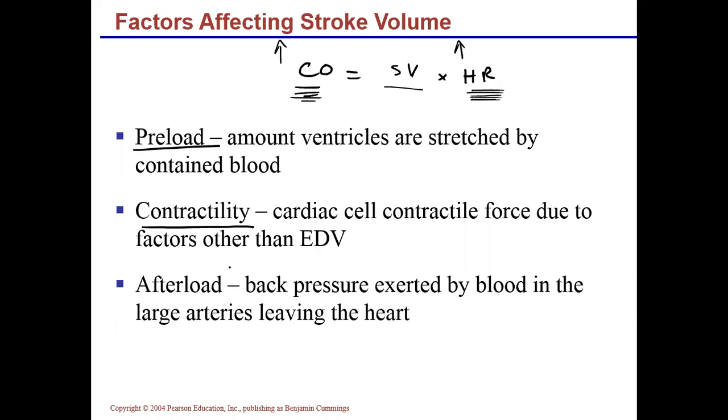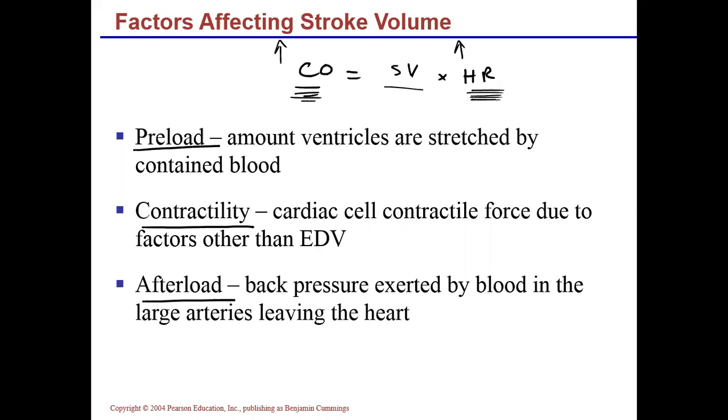One is called preload, the other one is contractility, and the third one is afterload. All right. So preload, amount of ventricles are stretched by contained blood. Just like a balloon, if you fill it up with water, it expands a little bit. Now you can have more water inside your balloon because it stretches. This is referred to as preload, all right? Due to the way that the actin and myosin position themselves and so on, they could stretch, and the amount of blood that is returning to the heart might vary as well, all right? So that is called preload.